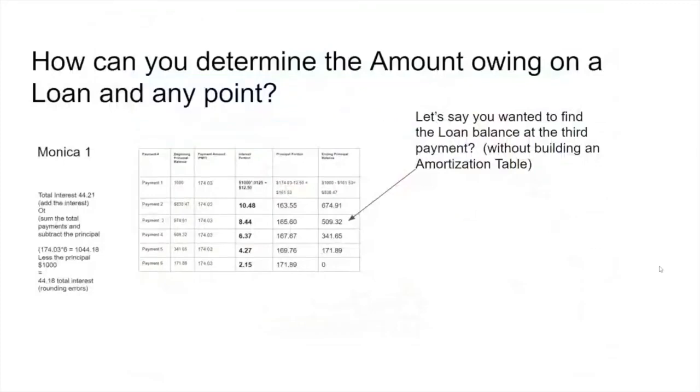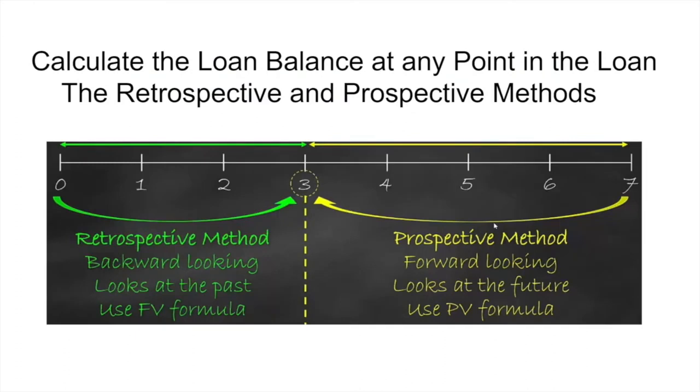Let's assume that we're in a situation where we want to find out the balance on the loan at the 3rd payment period, but we don't have an amortization table. Let's presume that table is not there, and someone asks you, what's the balance of the loan after the 3rd payment? So we can use one of 2 methods. One is called the retrospective method, and the other is called the prospective method, okay?